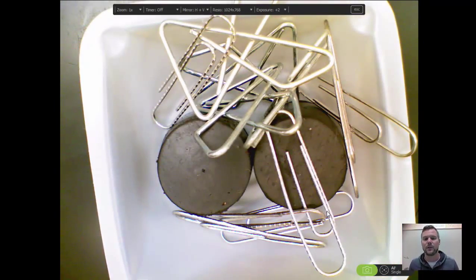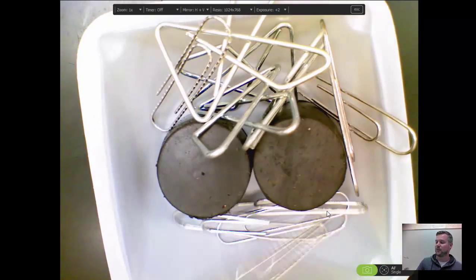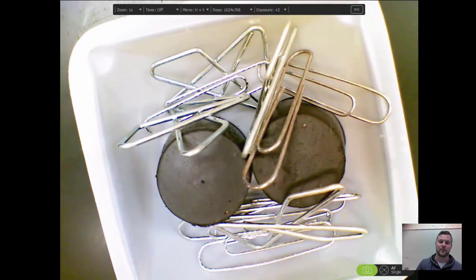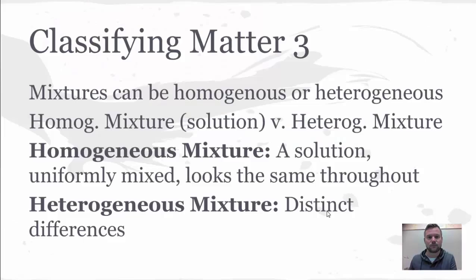It's also worth noting we don't have to just talk about straight up what we would call chemicals. We could have a heterogeneous mixture or even a homogeneous mixture where it's not chemicals, like Kool-Aid is a homogeneous mixture, or milk is a homogeneous mixture, whereas like a chocolate chip cookie or pepperoni pizza are heterogeneous mixtures. And then of course we have paper clips of different sorts and also some rubber stoppers. That's a heterogeneous mixture. So that's classifying matter.